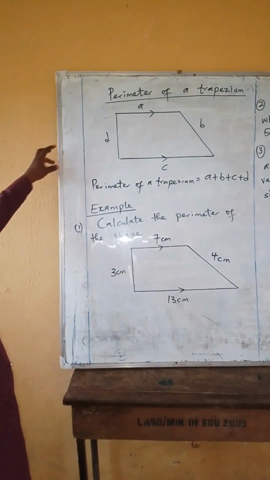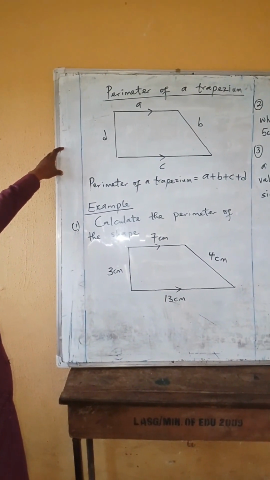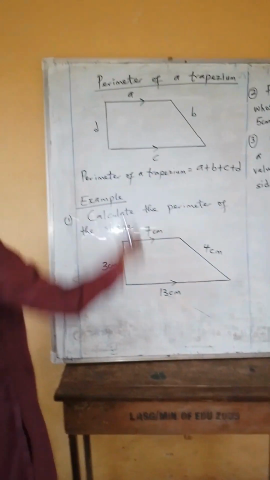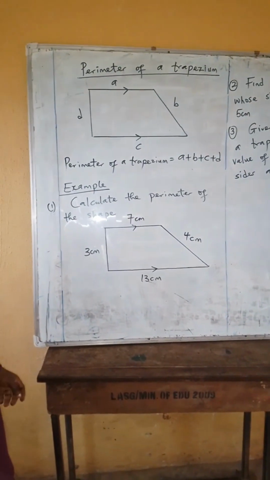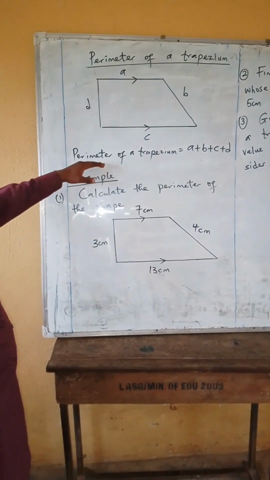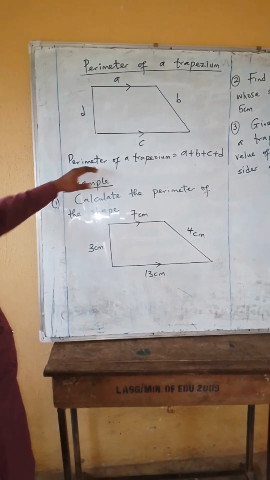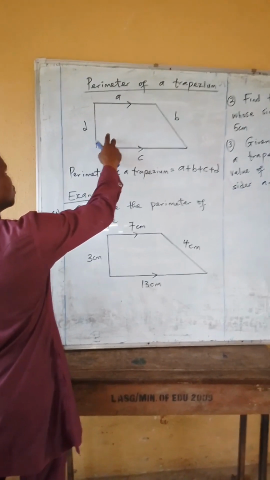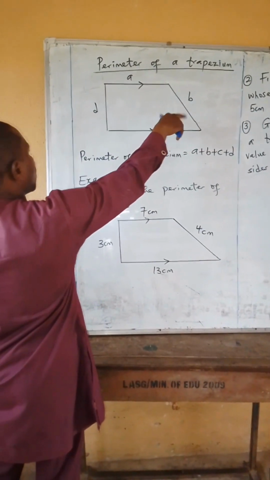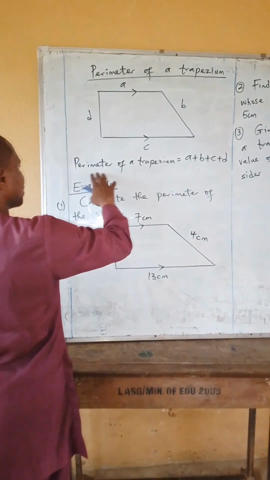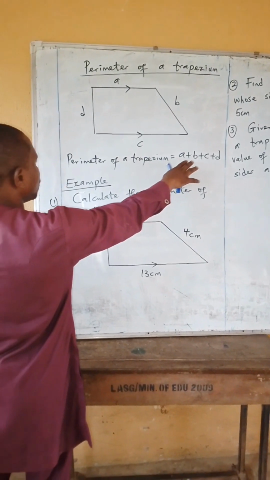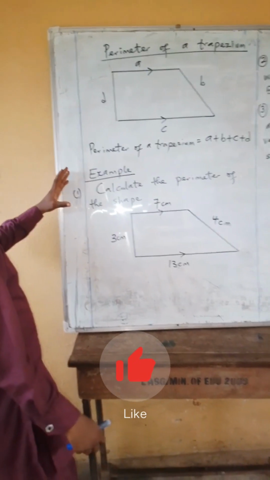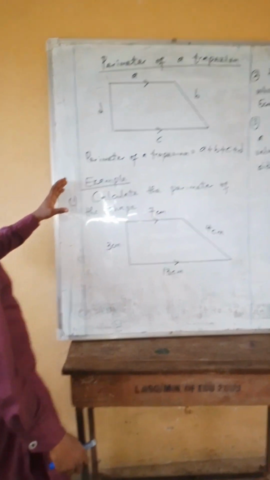Today's topic is perimeter of a trapezium, and this is the shape of a trapezium. And don't forget that I told you earlier that once you get the word perimeter, it is the sum of all the sides. So for us to find the perimeter of a trapezium, we are going to add all the sides together. So that's why the perimeter of the trapezium is equal to A plus B plus C plus D. Let's solve these examples given.